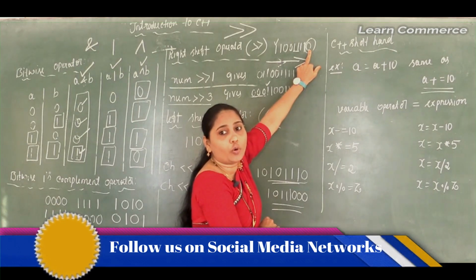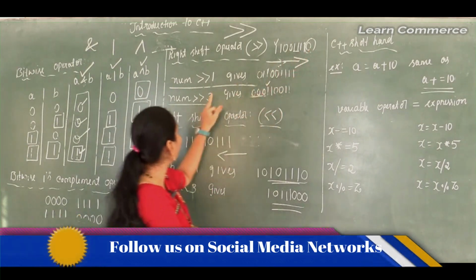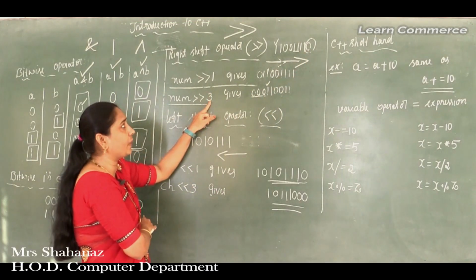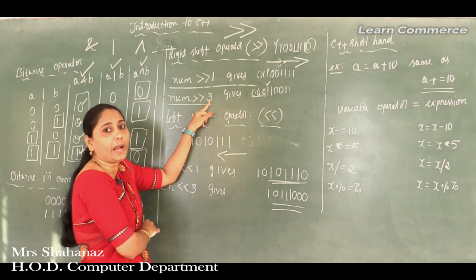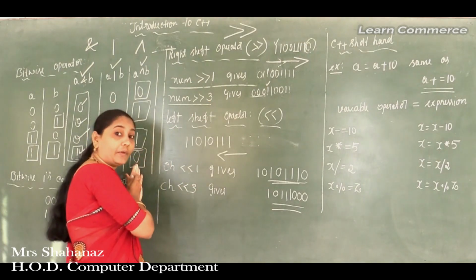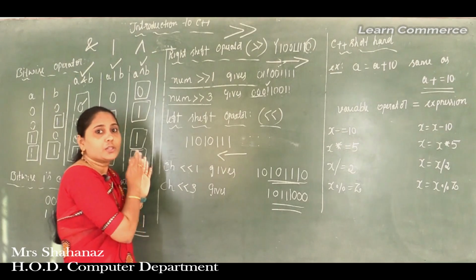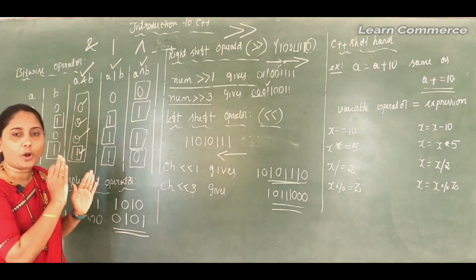Maybe the last values are 1 1 0, but we need to change such values to 0 only, and such 0s depend on the number, maybe 1 or 3, going to be added to the left side of the number here. So this is about our right shift operator here.